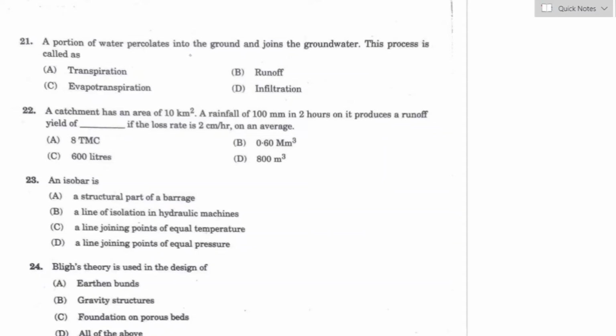Question number 21. A portion of water percolates into ground and joins the groundwater. This process is called infiltration. Option D is the right answer. Question number 22. A catchment has an area of 10 km square. A rainfall of 100 mm in 2 hours on it produces a runoff yield of if the loss rate is 2 cm per hour on an average. So we have to calculate the total runoff.